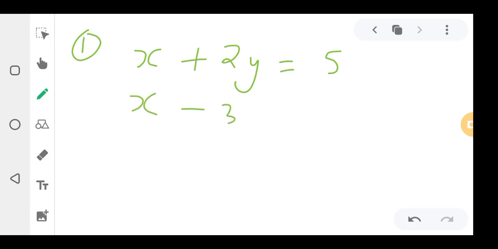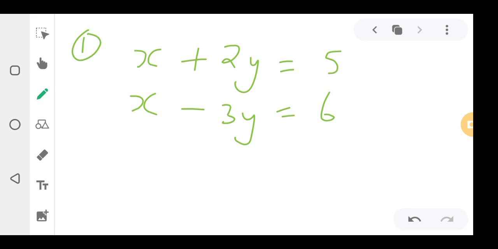How do you solve simultaneous equation? We'll look at a simple simultaneous equation and a complex simultaneous equation. So we'll start first with a very simple simultaneous equation. For example, question 1, they can say x plus 2y is equal to 5, x minus 3y is equal to 6.